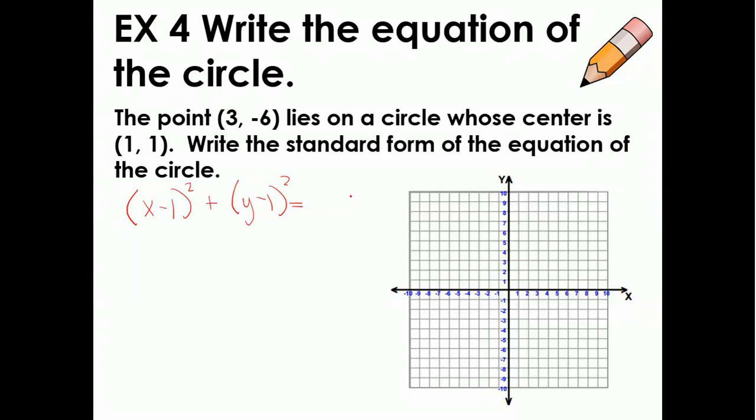Do I know my radius? I don't know the radius, right? We need that. But right now, I have (1, 1), and I have a (3, -6). And I'm told that somewhere on this circle, (3, -6) lies on it. And if you think about it, if I find the distance between this and this, that would be the radius, right? Because center to a point on the end of the circle, that is the definition of a radius.